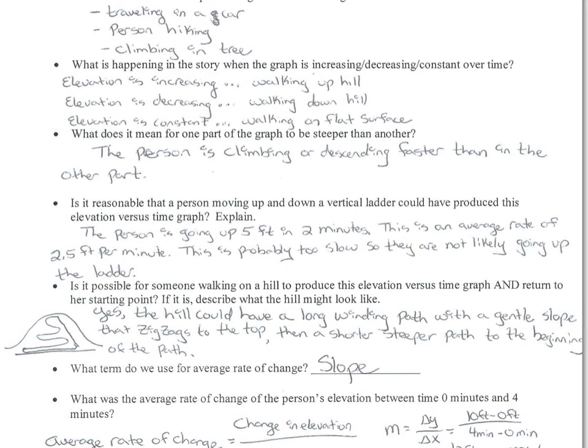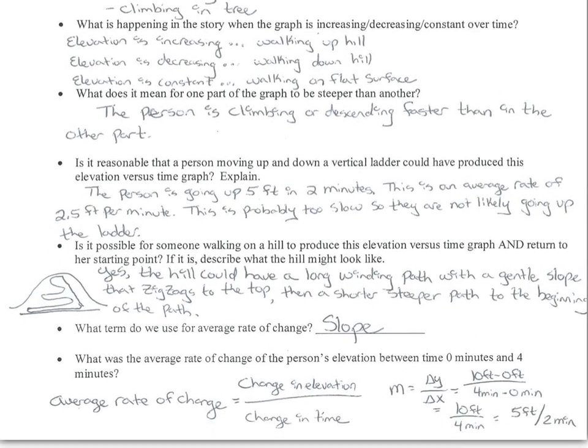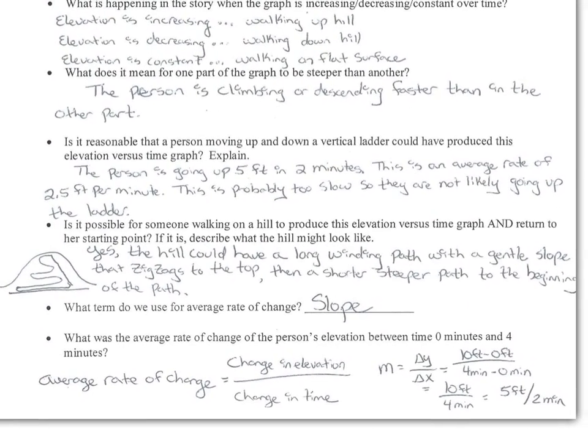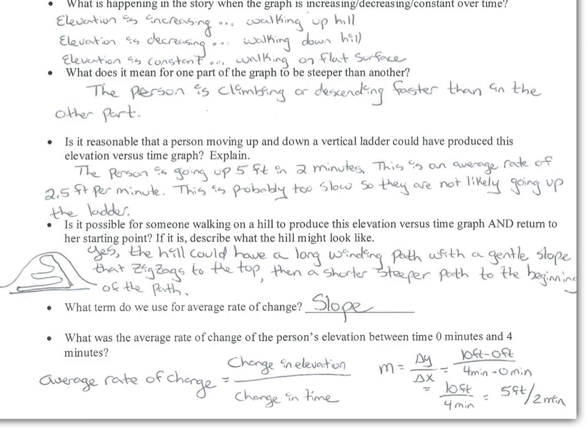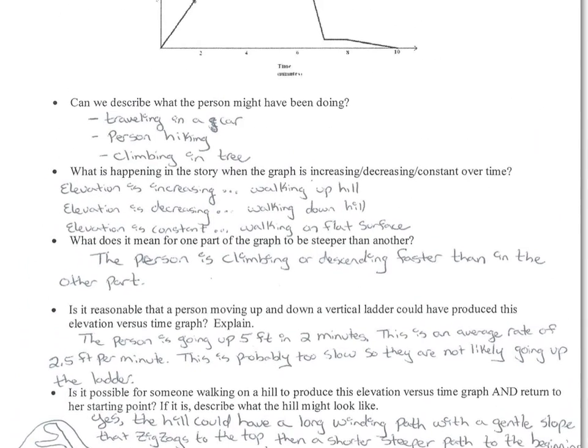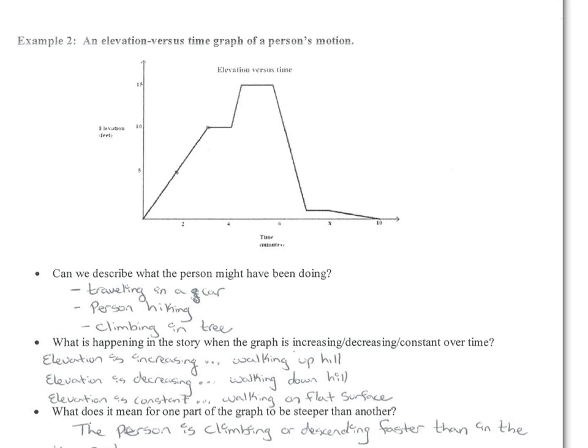What do we use for the average rate of change? That term is slope. What was the average rate of change in a person's elevation between 0 minutes and 4 minutes? Well, at 0, their elevation was 0. At 4 minutes, their elevation was 10.